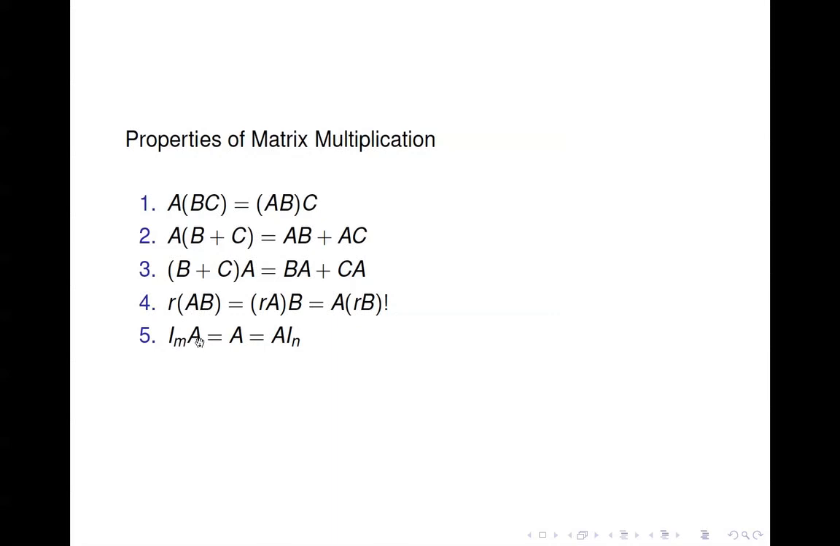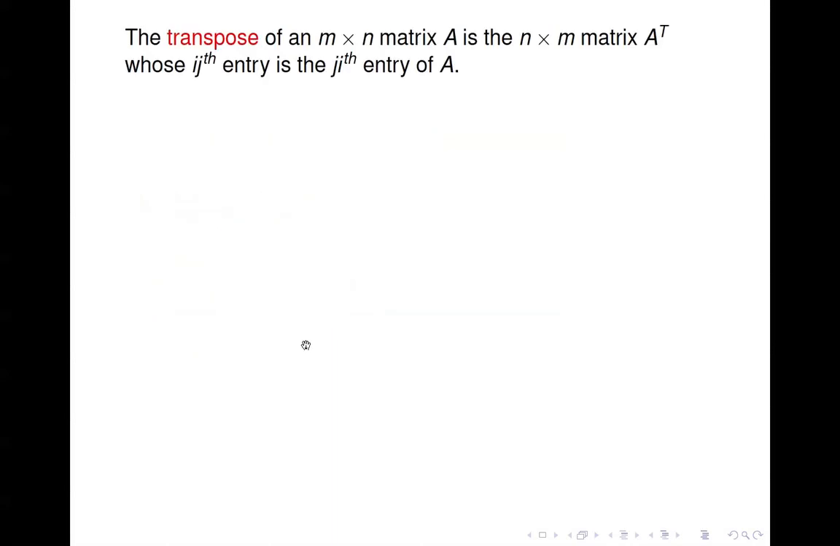Any matrix multiplied by the identity is just itself. Now notice that I'm assuming A is m by n here. So if I multiply on the left, I have to multiply by the m by m identity. Whereas if I multiply on the right, I have to multiply by the n by n identity. Okay. One other thing, the transpose of a matrix is computed by taking the ijth entry of the original matrix, and that becomes the jith entry of the transpose.